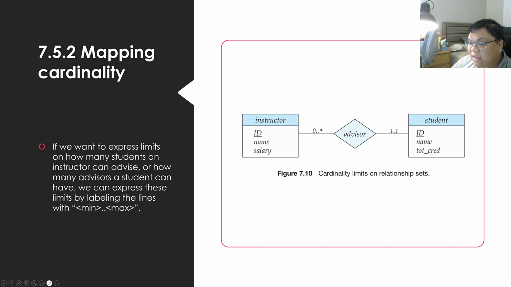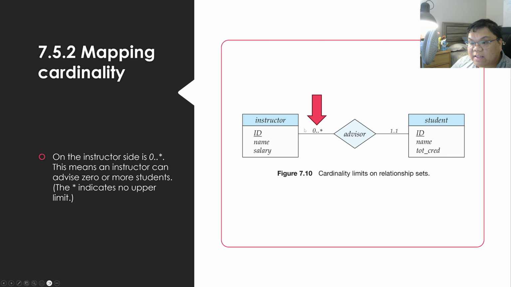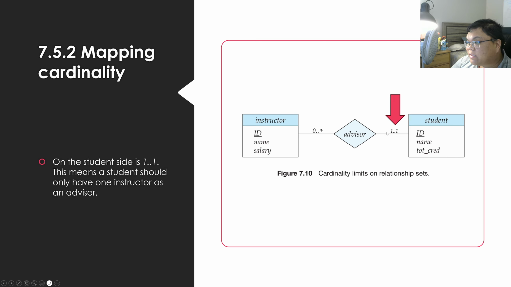So 0..* and 1..*. These represent limits on how many instructors can participate in a particular advisor relationship, and how many students can participate in an advisor relationship. So on the instructor side is 0..*. That means an instructor can advise 0 or more students. The star indicates no upper limit. So this says 0 or more. And on the student side, this means exactly 1.